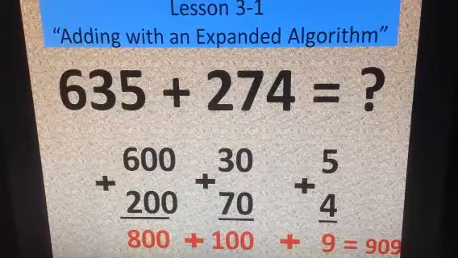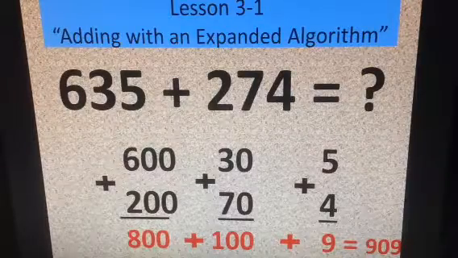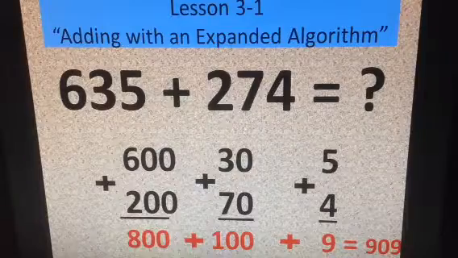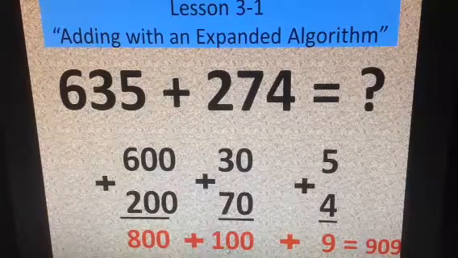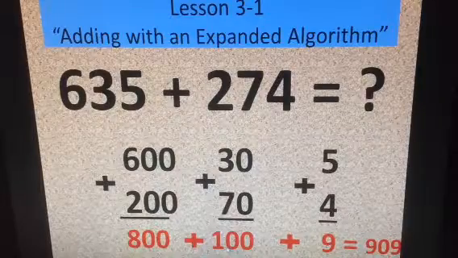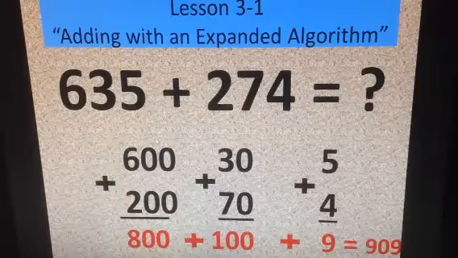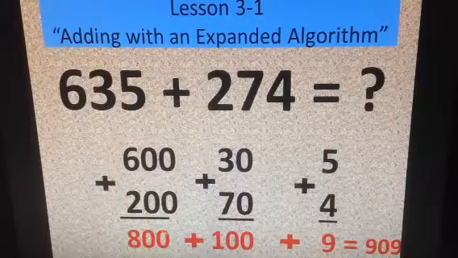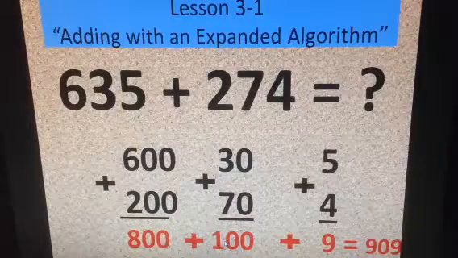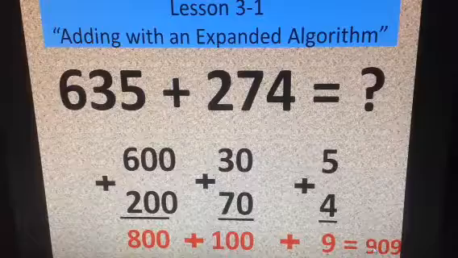This one is tricky because of what happens in the tens column. You've got a 30 here. You've got a 70 from here. 30 plus 70 adds up to a 3-digit number. It adds up to 100. So what I was suggesting students do was keep the 100 here, not try to regroup over to the hundreds, but just write the 100 underneath that problem, and you can still add 800 plus 100 plus 9 is 909 for your final answer.